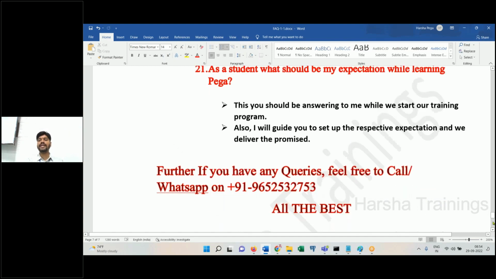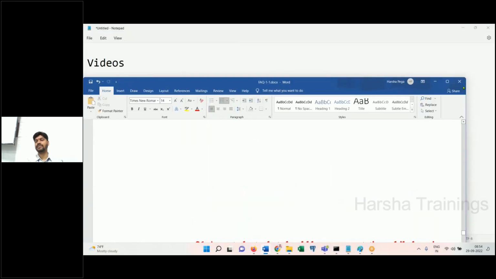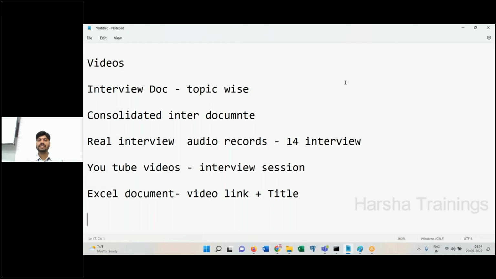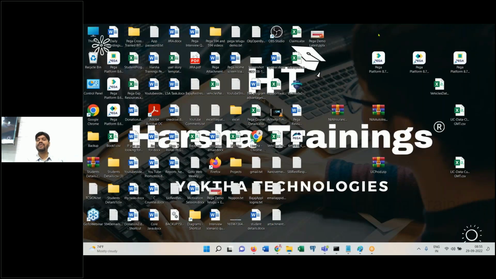And as a student, what should be my expectation while learning Pega? This question you have to answer. This is not a question for me. So as a student, what is your expectation that you tell me tomorrow? We have only 6 more minutes to proceed with this session. Is everyone clear by this time? Many of your queries, doubts and queries would have been sorted out. Realize that we did not waste the time.